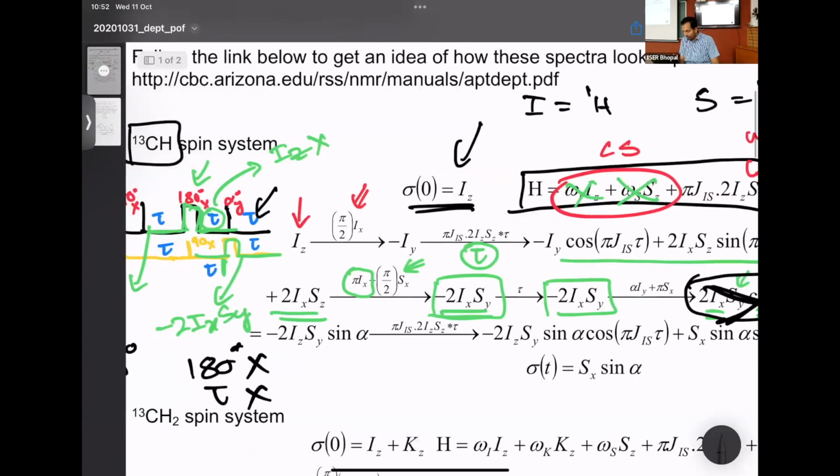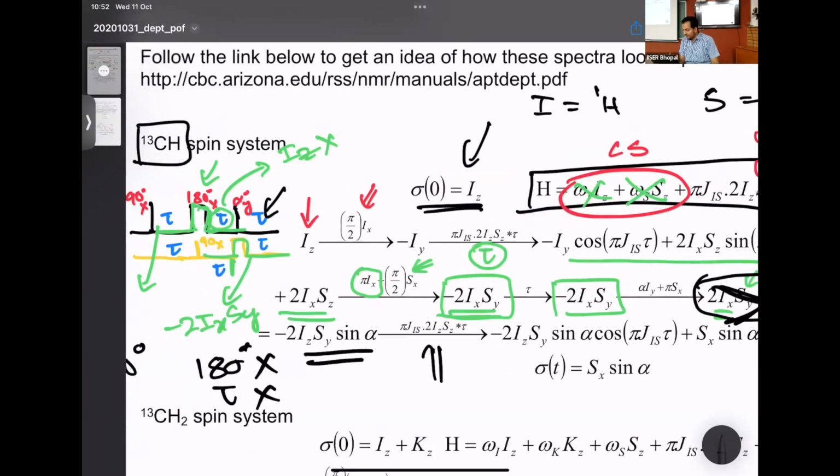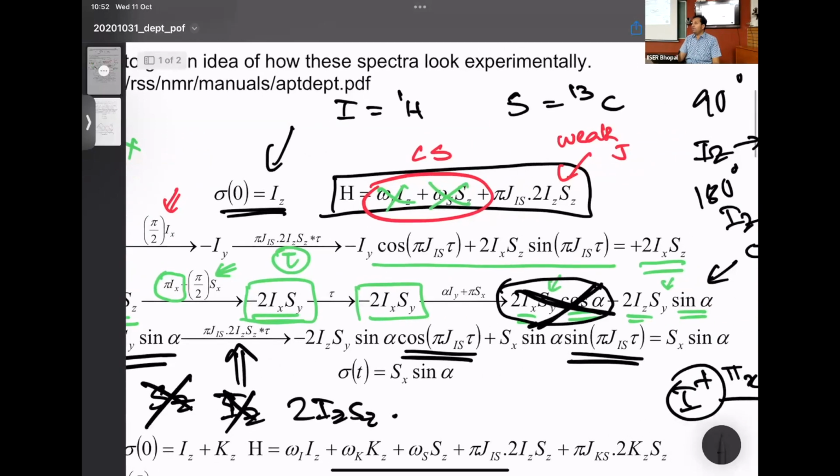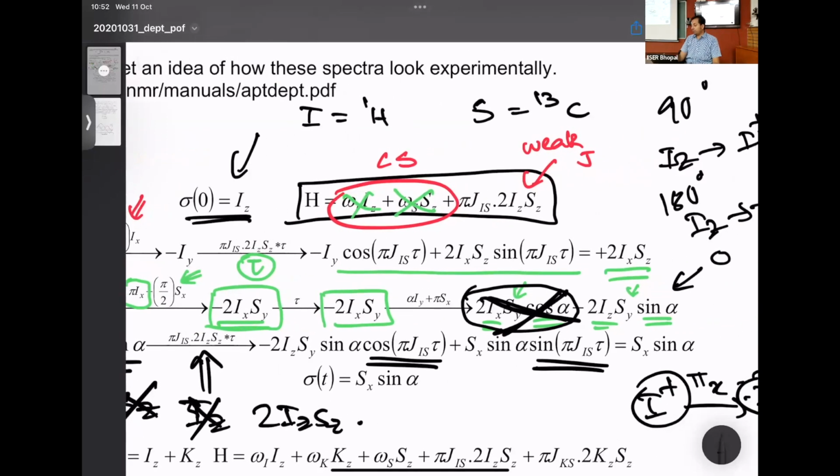Okay. Now you take the single quantum term. Now during this tau delay, we already said that the Sz will not evolve. Since you have an Iz term, Iz will also not evolve. So let's not worry about it. The only term that's going to evolve is 2 IzSz. And when you end up evolving it, you will get the cos and sine pi J terms associated with it. And the moment you set tau to 1 over 2J, you will realize for the CH part, you will only get Sx sine alpha.